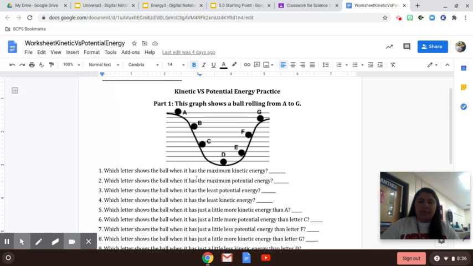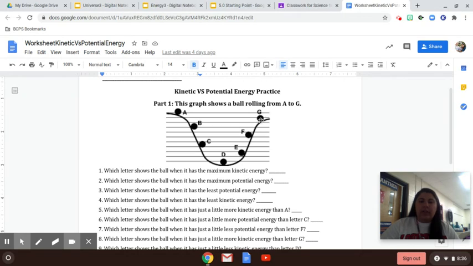Okay, which letter shows the maximum potential energy? That's going to be when it's at the highest point. So you notice that A and G are both kind of on top of the hill, but if you look at these lines that are splitting this image up, you'll notice A is up higher than G. So A has more potential energy than G.